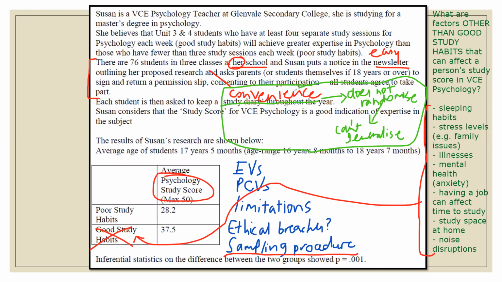In terms of ethical breaches, do we think that there are any ethical breaches in the study? First of all, what's one ethical principle that Susan did manage to fulfill in this study?